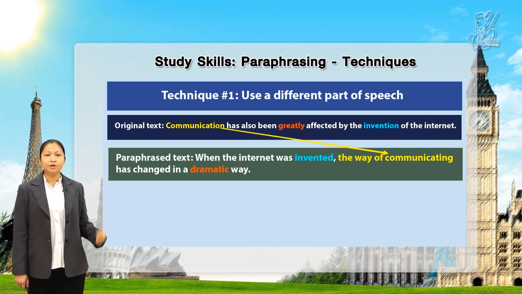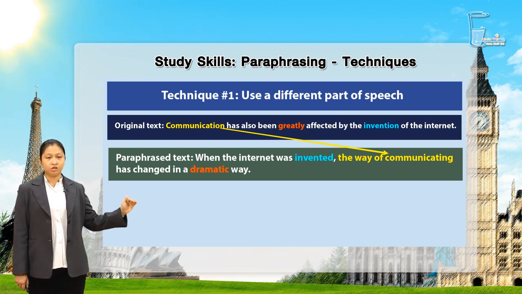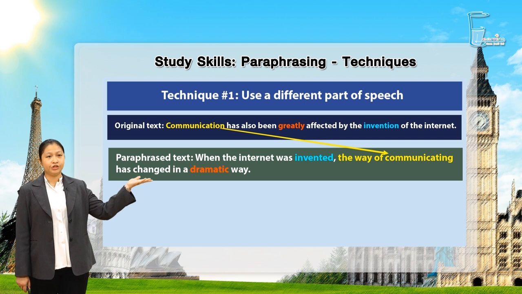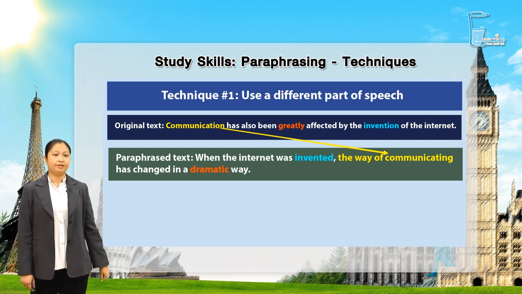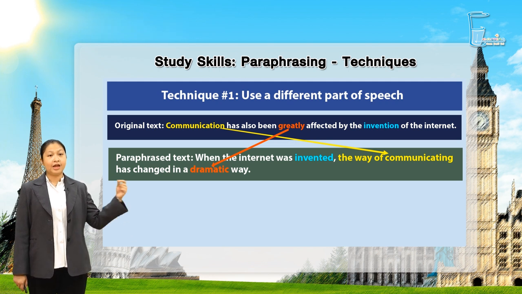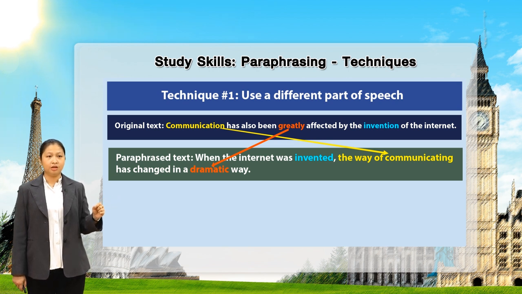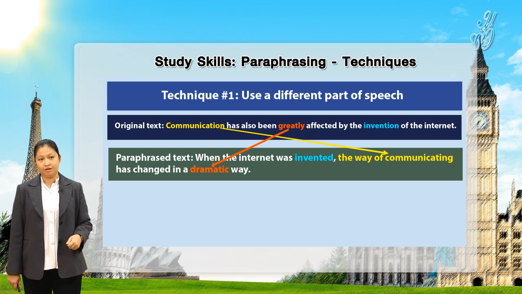Communication. Communication is a noun. In the paraphrased text, communication was changed to a verb, which is communicating. Greatly is used in the original text, which is an adverb. Then, in the paraphrased text, an adjective is used. Greatly and dramatic, they both have the same meaning, and greatly is an adverb, dramatic is an adjective.